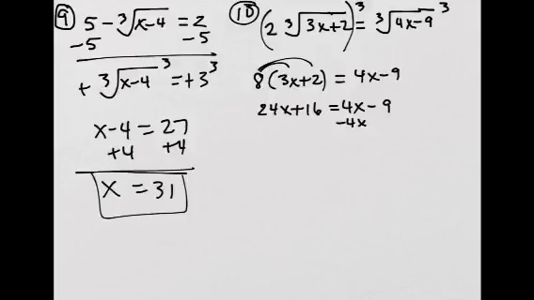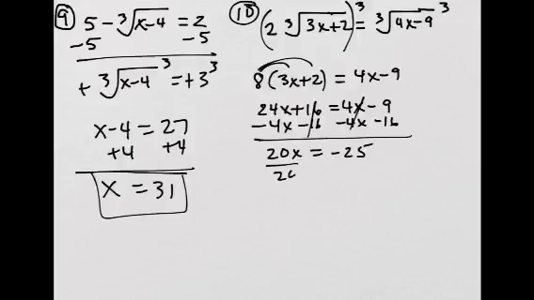Subtract 4x. Subtract 16 from both sides. So you have 20x, the 4x cancels there, that's gone, negative 25, divide by 20, we can reduce by 5, and so that gives me x equals negative 5 over 4.